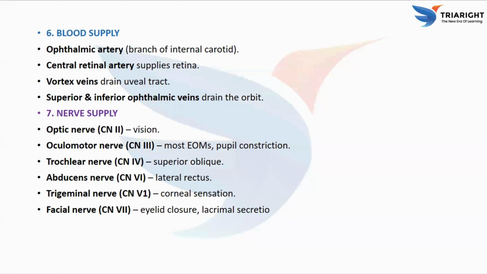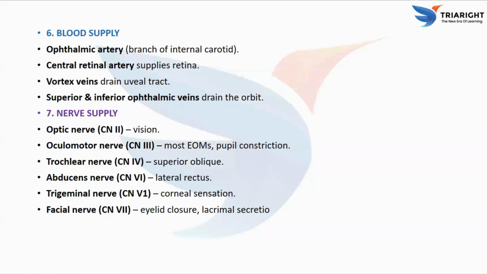Okay. And then the trigeminal nerve, the V1 cranial nerve. It is also called the ophthalmic division. So what is the function? Corneal sensation. It supplies sensation to the cornea, conjunctiva, and the skin around the orbit.